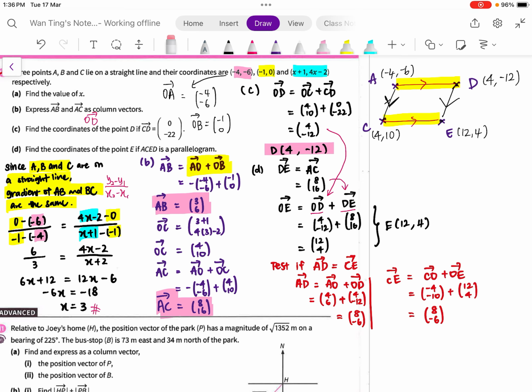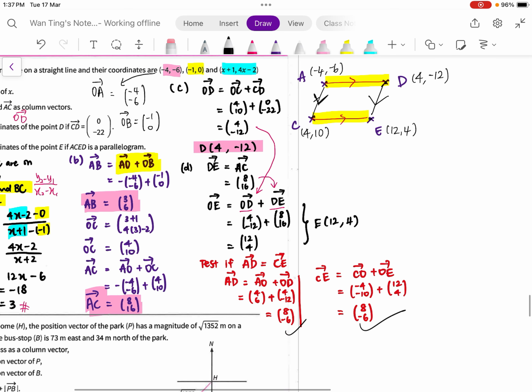Since they are the same, this is the test. Therefore, the coordinate of E works. So therefore, the coordinate of E will be (12, 4). It works.